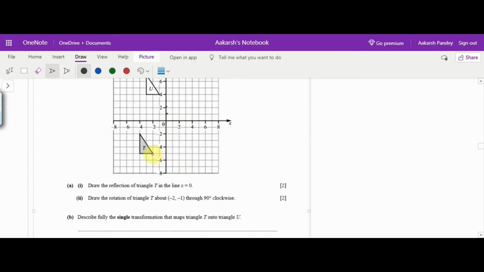Now to draw a reflection, what I used to do is, from this vertex, draw a straight line till this mirror. So you cover two boxes. Now just cover those two boxes again after the mirror line. So this is one vertex. Now for this second vertex I'll cover four boxes. So four boxes in this direction as well. Here for this top vertex again four boxes. So four boxes once again.